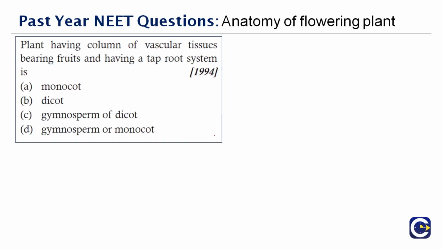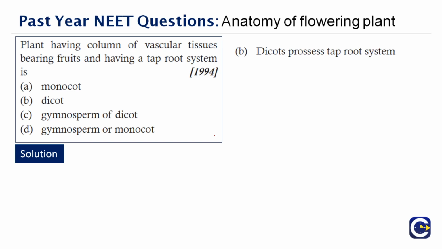Okay, next question here. Plants having a column of vascular tissues, bearing fruits and having a taproot system is dash. This is a very easy question because you have a clue called taproot system. Which plant has a taproot system? Yes, it is dicot. You don't need much explanation because whenever we talk about taproot system, it is always associated with dicots. So dicots possess the taproot system. Okay, fine.